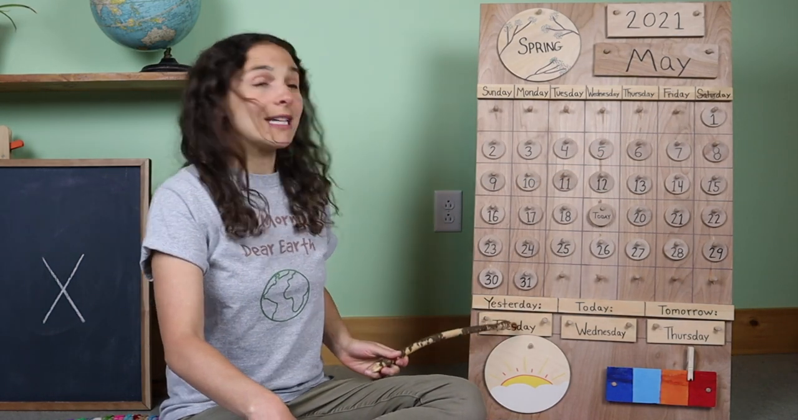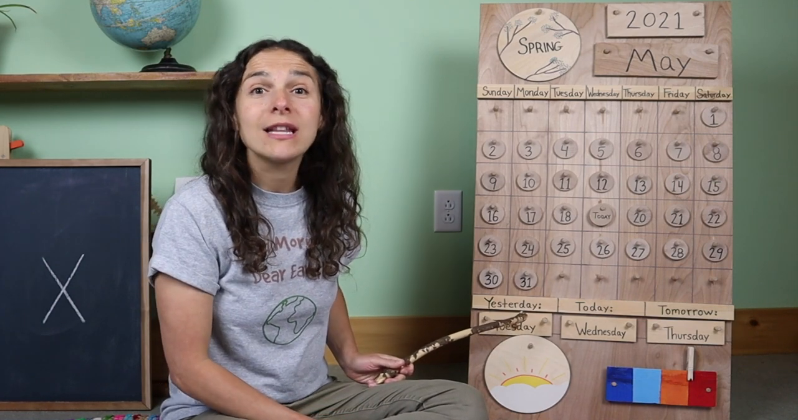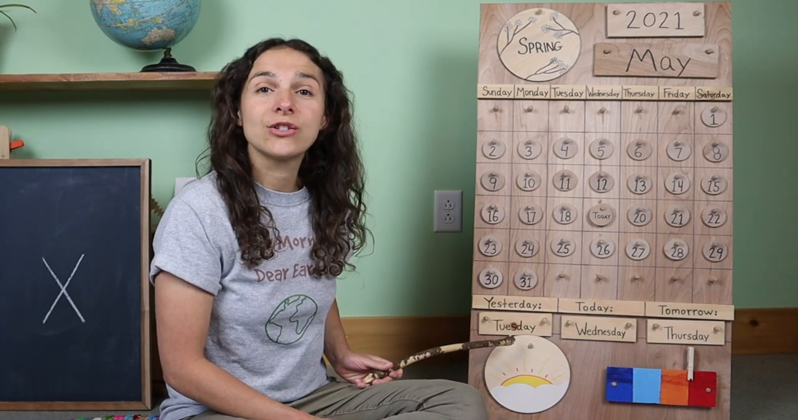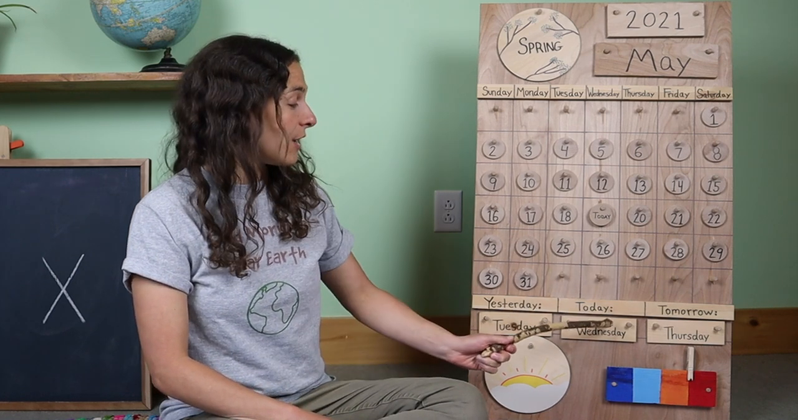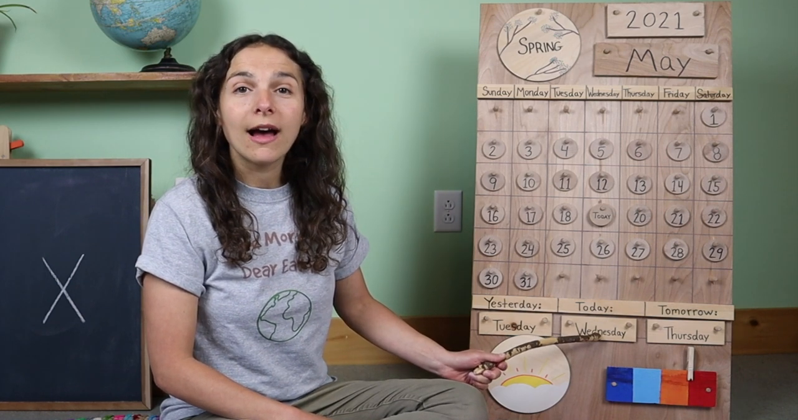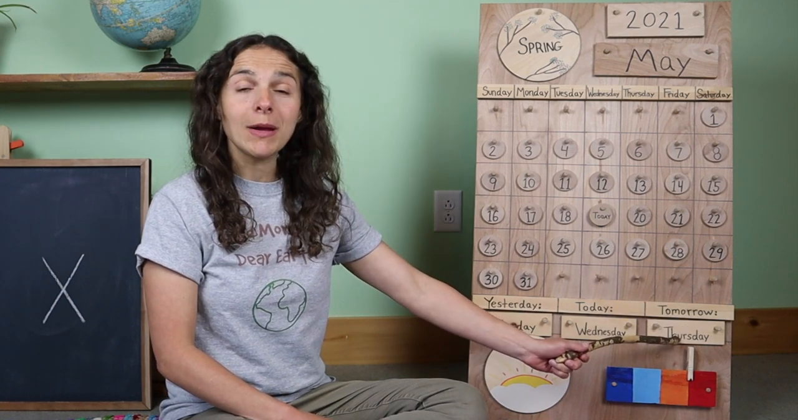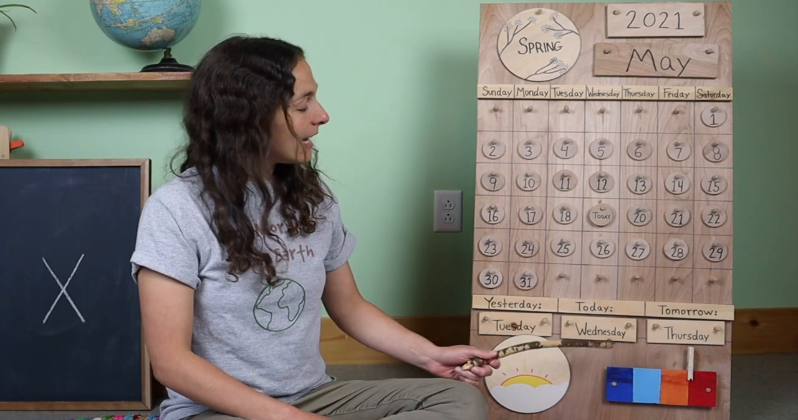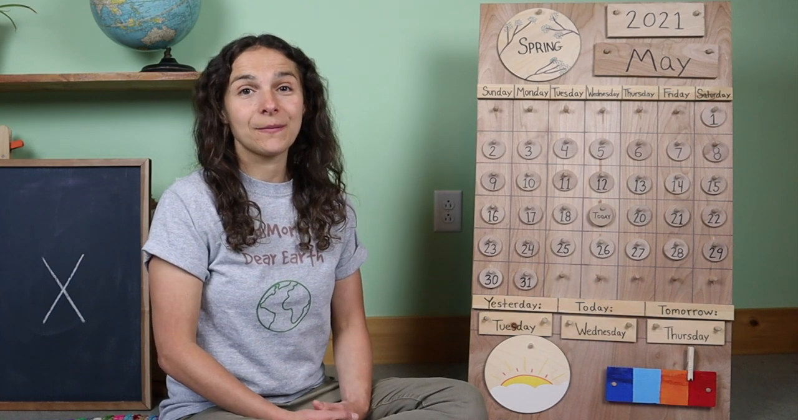I'm going to travel down to the bottom of the chart and listen carefully for the sound that the day makes. This says that yesterday was Tuesday. So that means that today is Wednesday. And tomorrow will be Thursday. Let's go back to today and let's sing Today is Wednesday together.